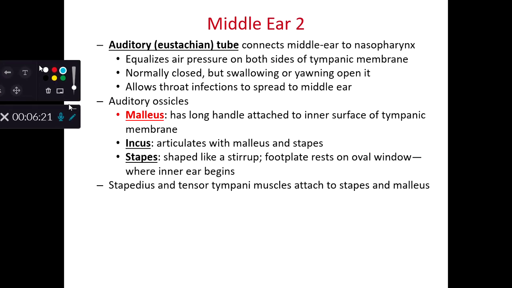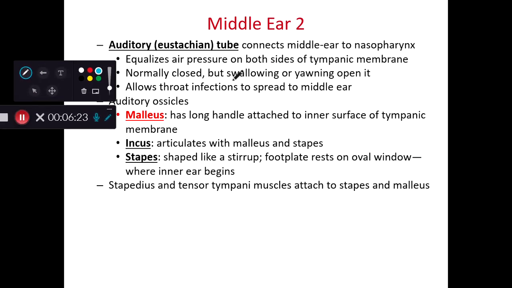Now, as we're looking at the eustachian tube of the ear, the eustachian tube is kind of an old school term. It's being phased out right now in favor of the auditory tube. It's going to connect the middle ear to the nasopharynx, or the back of our throat, and it allows for air pressure to be equalized on both sides of the tympanic membrane.